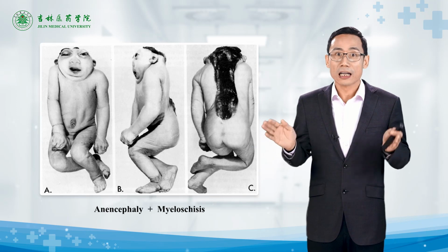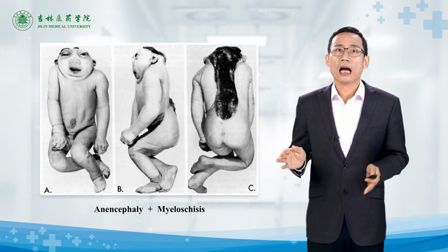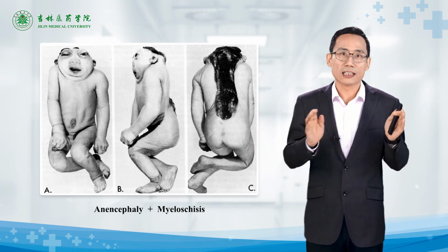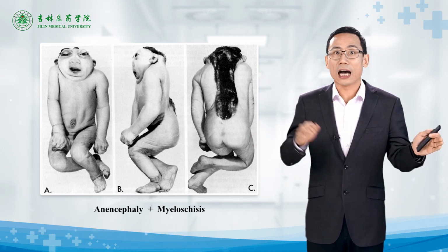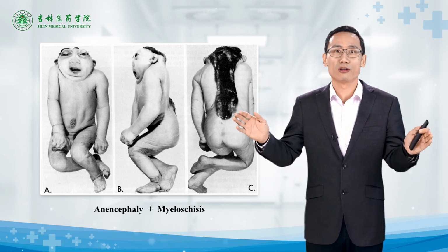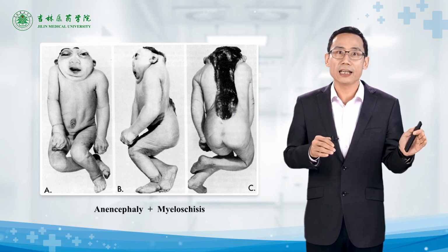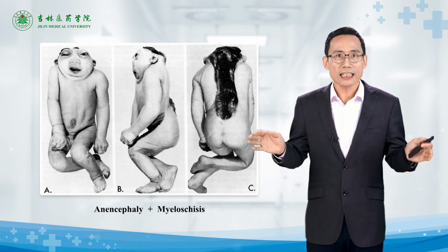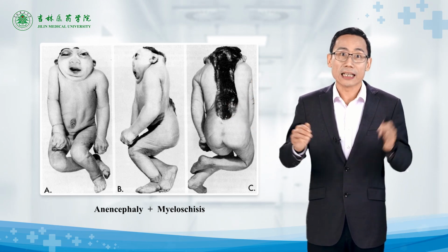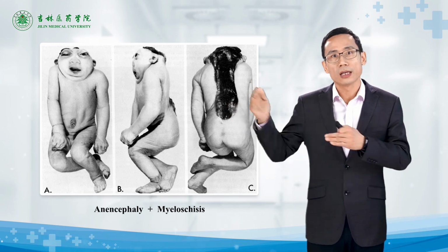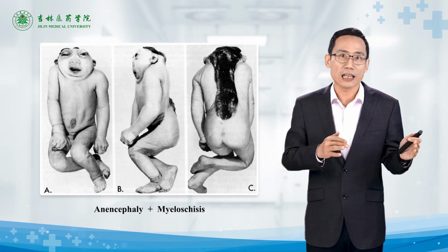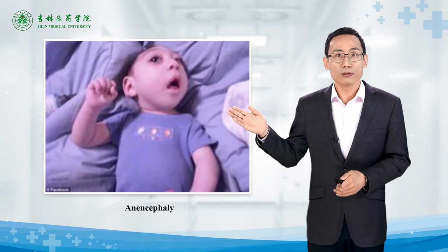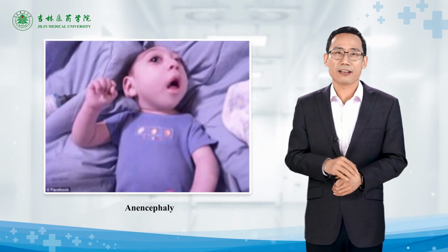The neural tube can be differentiated into brain and spinal cord, pineal gland, neurohypophysis, and retina. If the anterior and posterior neuropores are not closed, they will lead to anencephaly and myeloschisis, respectively. In this slide, pictures A, B, and C show you the front view, side view, and back view of anencephaly with myeloschisis. This photo is a baby with anencephaly.